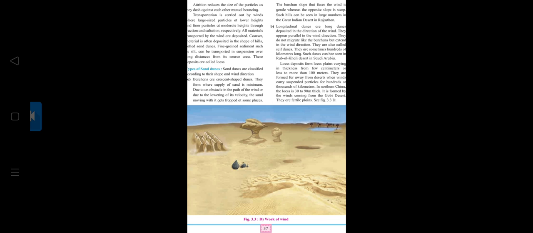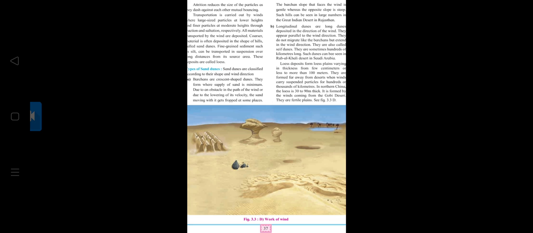All materials transported by the wind are deposited. Coarser material is often deposited in the shape of hills called sand dunes. I will be showing you how a sand dune looks, what it means, and what its importance is. I'll try to put in all the information which I have so that it's easy for you all to understand.